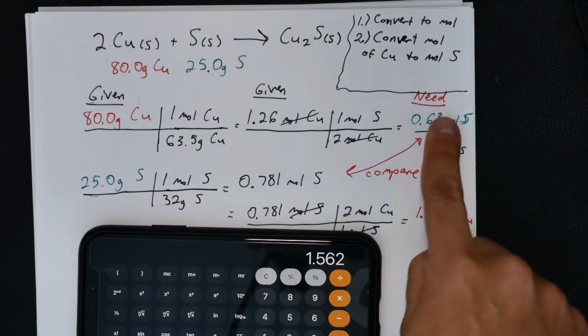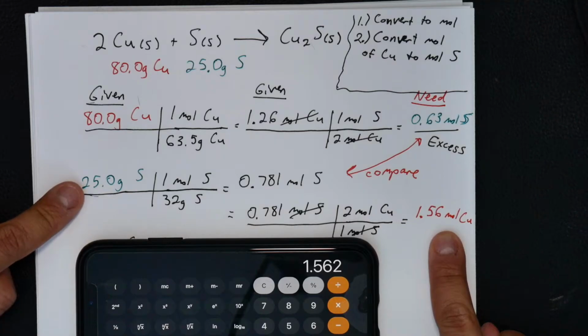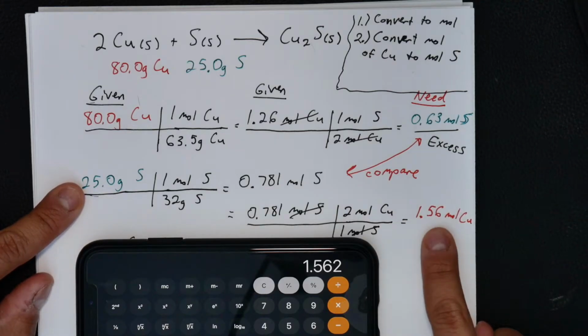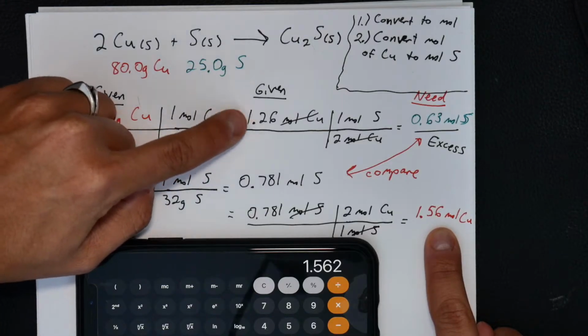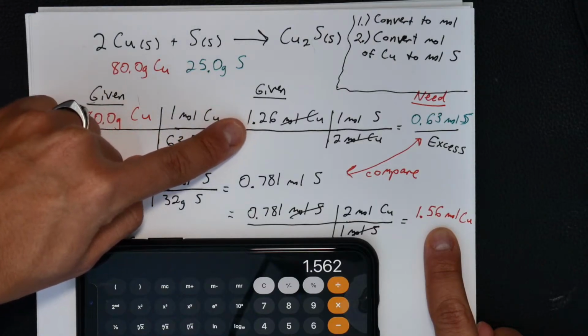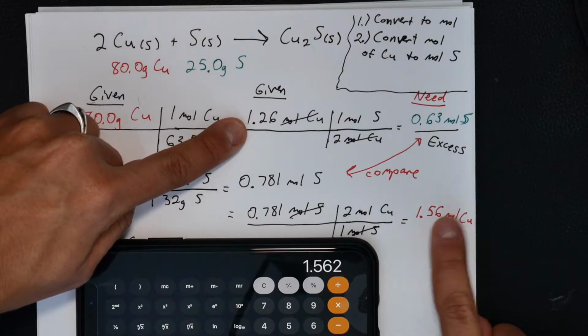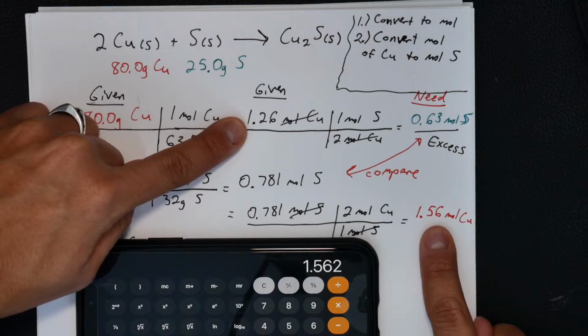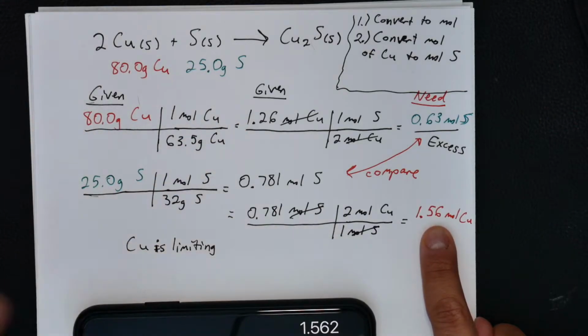Okay, again, this is what we need. So if we are starting with 25 grams of sulfur, we need 1.56 moles of copper. And looking at what we are given up here, which we calculated already, we only have 1.26 moles of copper, but we need 1.56, which means we don't have enough, which is why copper is limiting. Okay?